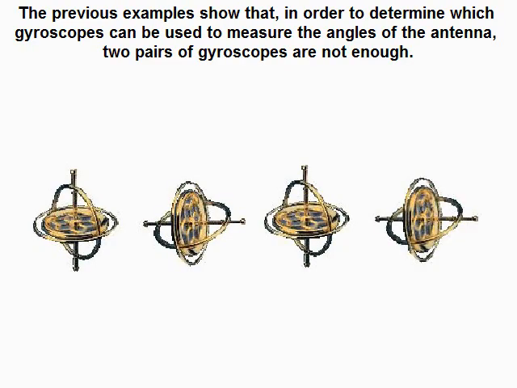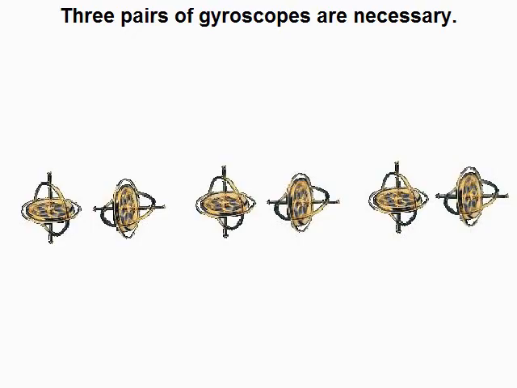The previous examples show that in order to determine which gyroscopes can be used to measure the angles of the antenna, 2 pairs of gyroscopes are not enough. 3 pairs of gyroscopes are necessary.